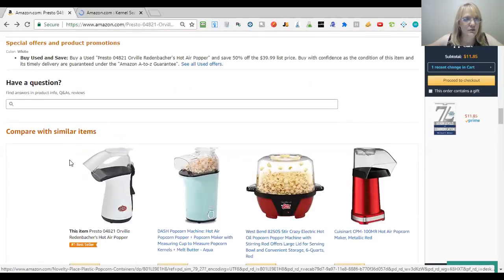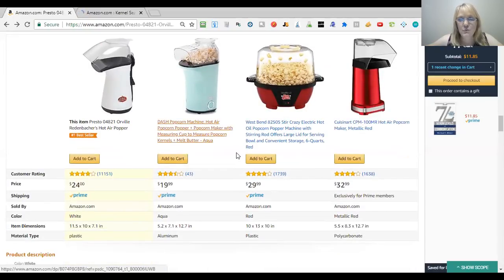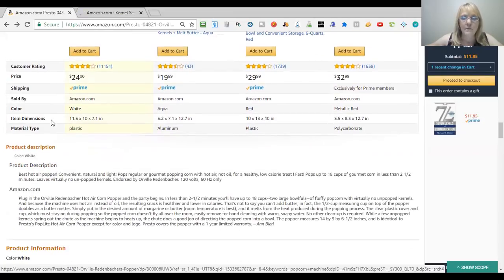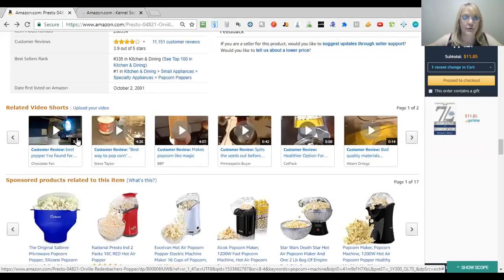Okay, then we're gonna come down to questions. Nobody's asked any questions, but I like to compare with similar items because that gives me an idea. So this one looks like it's air popped. This might be oil popped. I don't know, but we can do some research on each of these. And basically all we're doing is looking for ideas to create a bundle for this target market.